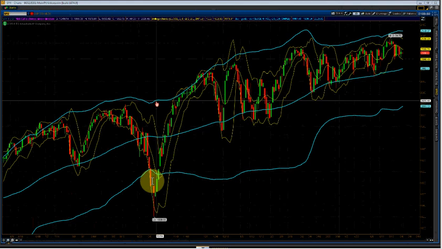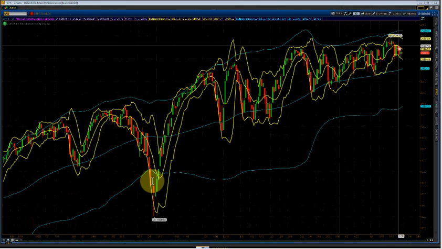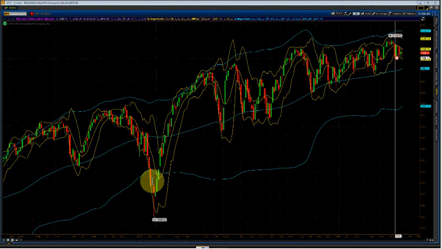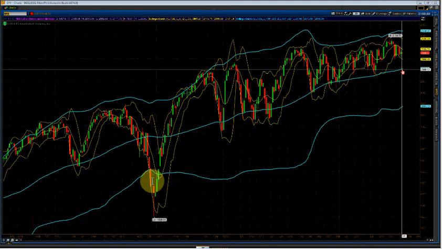So where do you think I'm looking for the SPX now that my 8 set is pointing down? Where do you think I'm looking for it to go? Down to where? No, down to the 100.